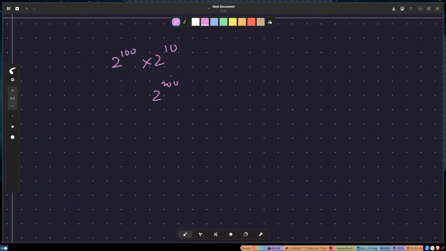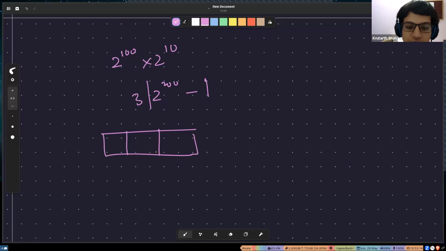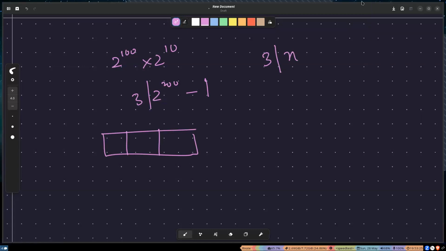The question says you have to remove one tile from that. So 2 to the power of any even multiple, minus 1, will give you a multiple of 3. However, that shape itself is a multiple of 3, right? But does that prove it? That's not necessarily true, right? Let's say I give you this shape. Can you tell this can't be tiled with trominoes? So even if 3 divides the number of tiles, you can't necessarily tile it with trominoes.